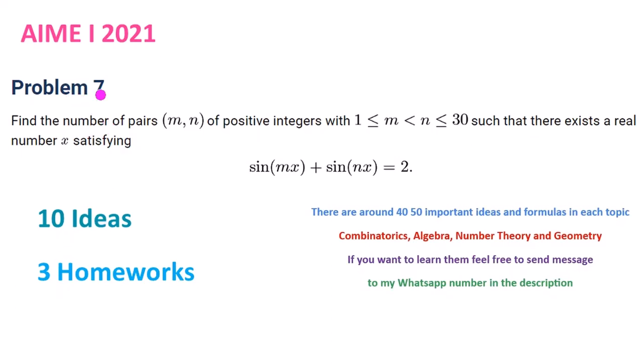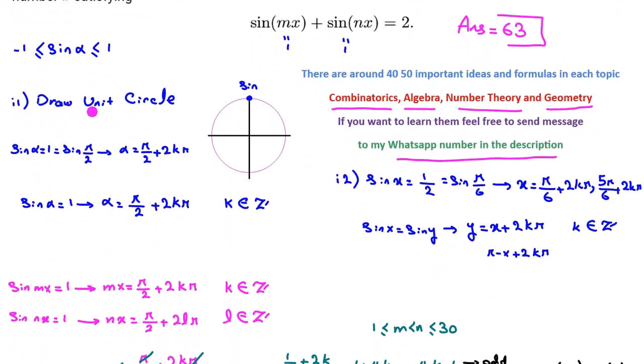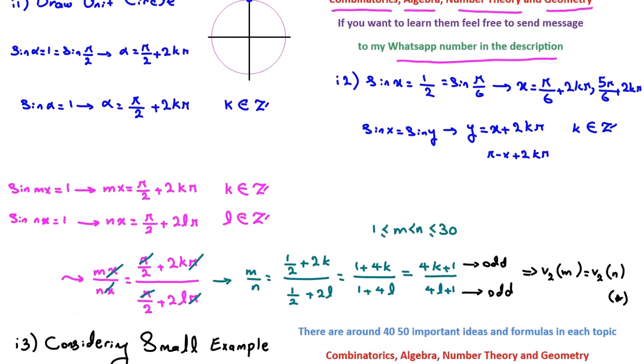We are going to consider this problem from different aspects. I will tell you 10 important ideas. I'll leave 3 homeworks, and the identities or ideas are, for example, this one. You should draw unit circle. After some problems, you can imagine general formula when you have sine x equals sine y. Also for cosine, cotangent, tangent, we have these.